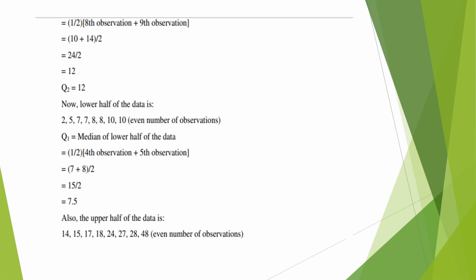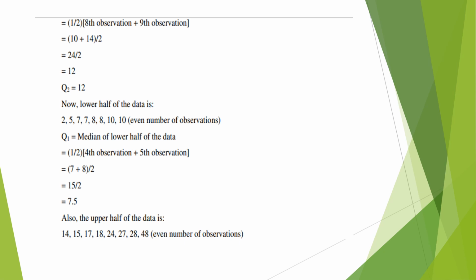Now, the median of the lower half of the data. The same formula will be applied over here: half into the 4th observation plus the 5th observation, because the number of observations is even. The total observations are 8, so the 4th and the 5th observations are needed. In the series, the 4th observation is 7 and the 5th observation is 8. Their sum is 15, which divided by 2 gives 7.5.